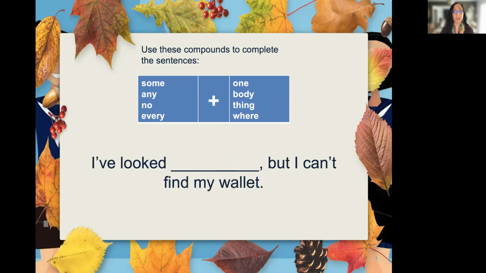I've looked blank, but I can't find my wallet. What could it be? What are the two words to put together as the compound word? Everywhere. I looked everywhere, but I can't find my wallet. Uh-oh. How many people lose their wallets?